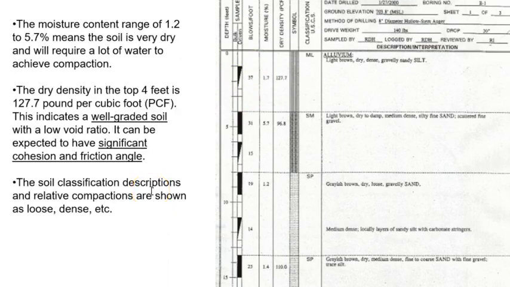Okay, the moisture content is here next to that, and we see how that varies, how it increases and then decreases, so it tells us how dry the soil is. The dry density, so that's a weight, is next to that here. The dry density indicates a well-graded soil, so it will provide a significant cohesion, and that tells the contractor about the friction angle, which we've just discussed. The soil classification descriptions and relative compactions are shown as loose, dense, etc. So that's here in the description. We're talking about dry, dense, etc.